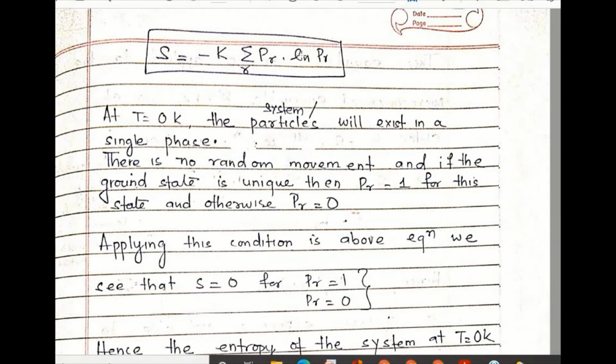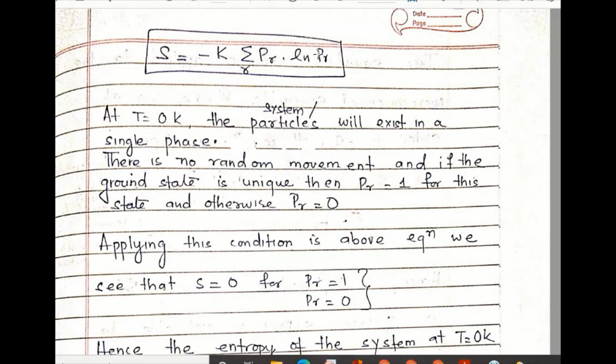Now if you look carefully, when the temperature is 0 Kelvin, the particles cease to move and remain in a single phase. Since there is no random movement, and all the particles of the system are in the ground state, the probability of finding the ground state is Pr equal to 1, and for all other states Pr is 0. Then entropy becomes 0. So S is equal to 0 for Pr equal to 1, and S is equal to 0 for Pr equal to 0, for all other states.